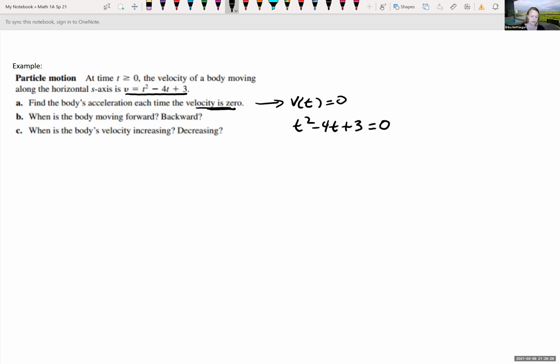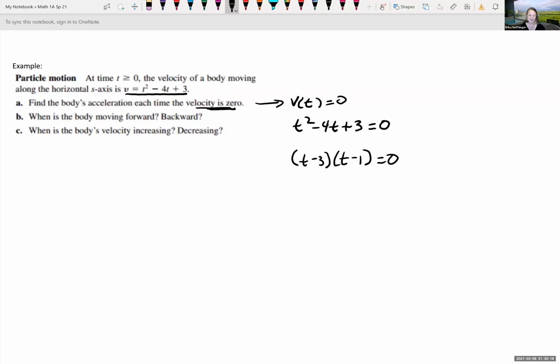Well, we're really lucky, right? Because this is pretty easy to factor. And so we have t minus 3 times t minus 1 equals 0. So let me just pause for a sec.